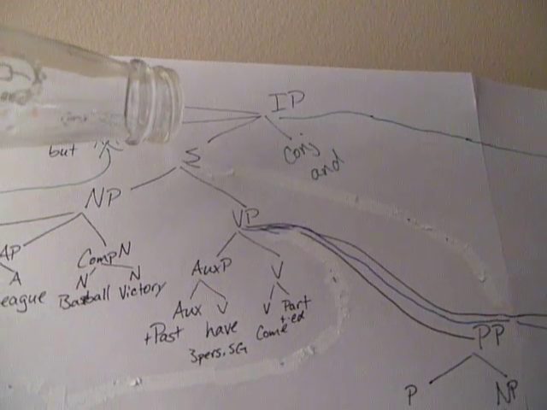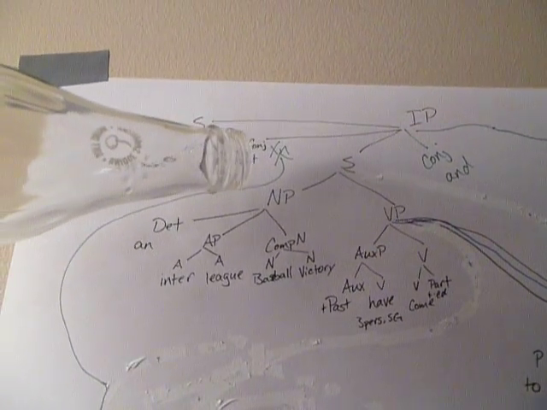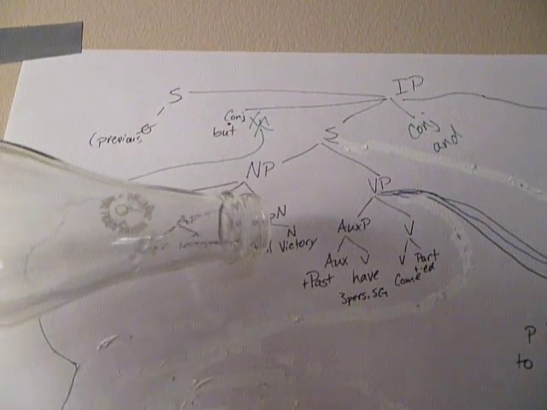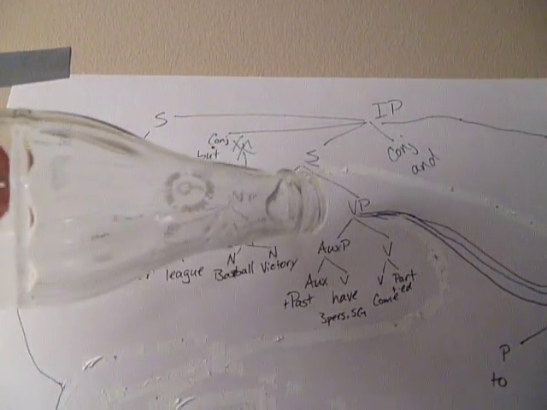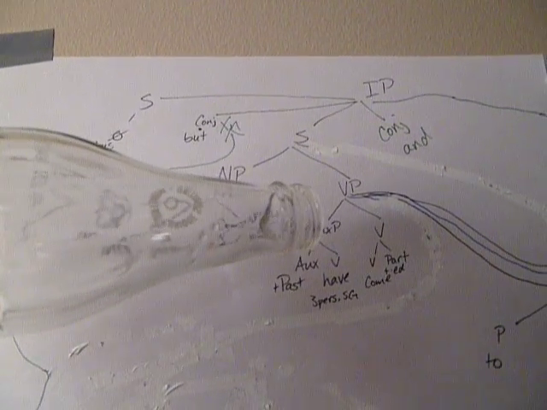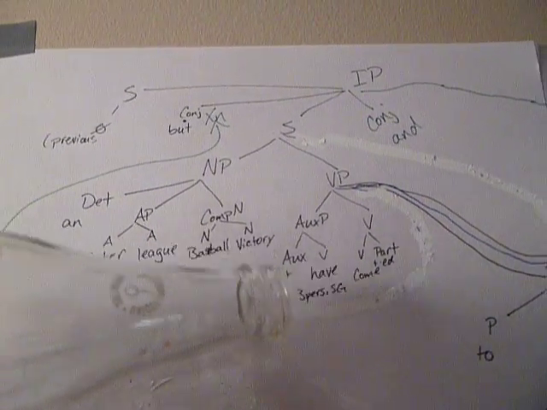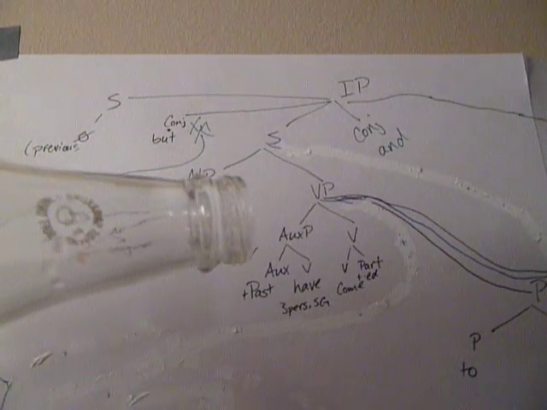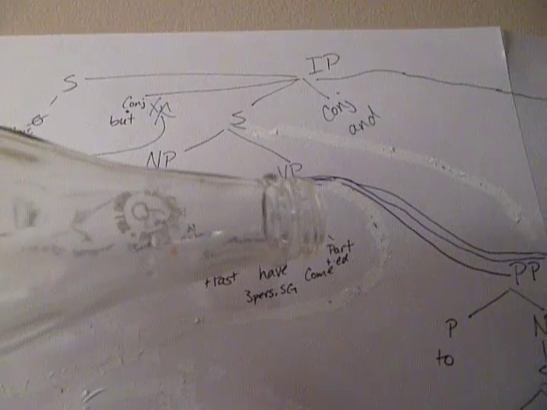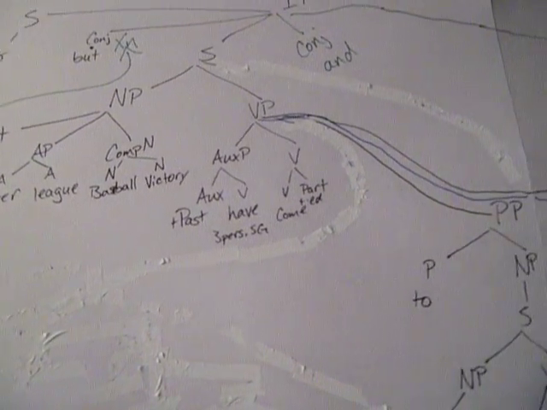And then you have S for the first bit of the sentence. Then you have the NP, "an interleague baseball victory". Then you have the verb phrase. Then you have the auxiliary, which is plus past because it's in the past. Then you have the verb "have", which is in the third person singular. Remember that it's in the past, so it's going to be "had". "Come". Then you have the participle "-ed", even though "come" is an irregular participle. So that's just how it's going to be.